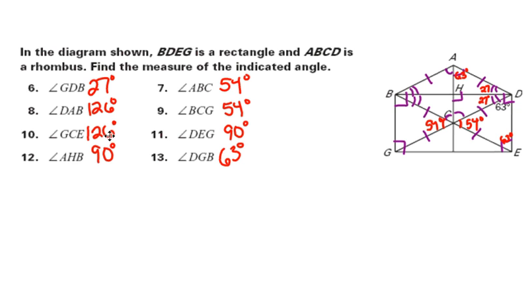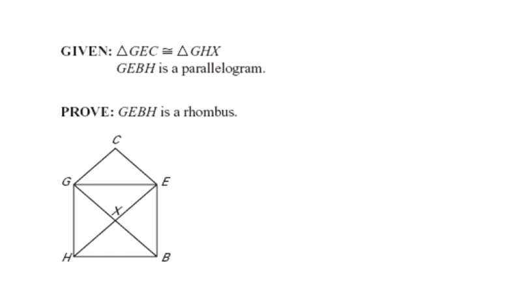Okay, so you should have gotten 126, 90, 90, and 63. And you realize that all we knew in this entire figure was this 63 degree angle, and yet we were able to figure out what all of these other angles were just from that, just by knowing the properties. You can see how important it is that you know those properties solidly. All right, moving on. Time for a proof.